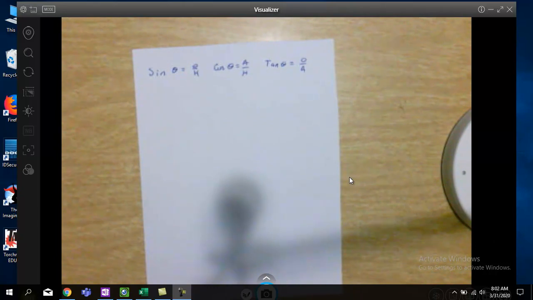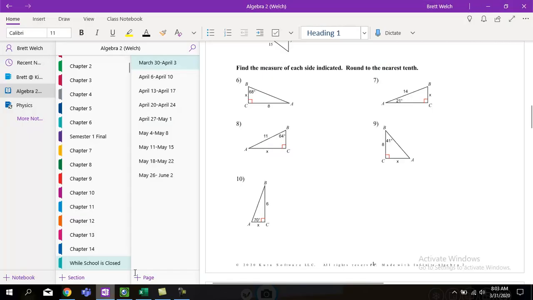Hey guys, so this is the next part of our 13.1 through 13.2 series of videos, and this is about solving right triangles. We're going to be looking for a specific side of a right triangle. We're going to be doing questions 6 through 10 in this section, where we have triangles set up with an angle, one side, and a missing side.